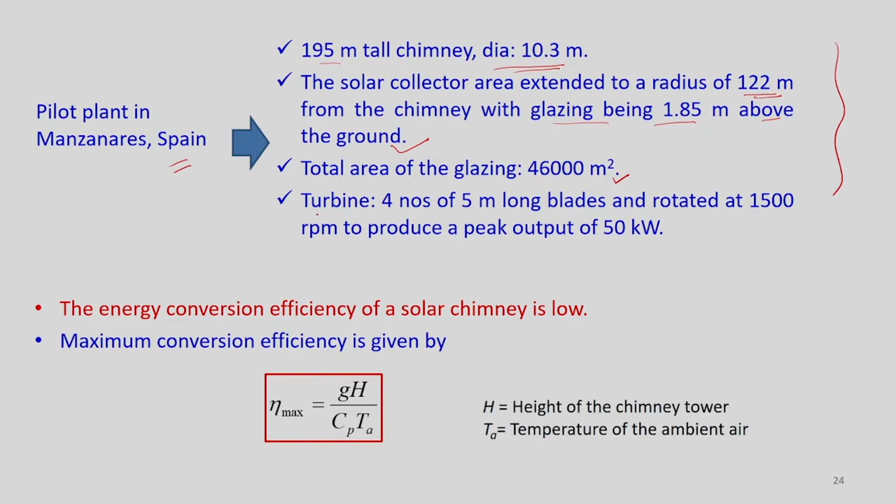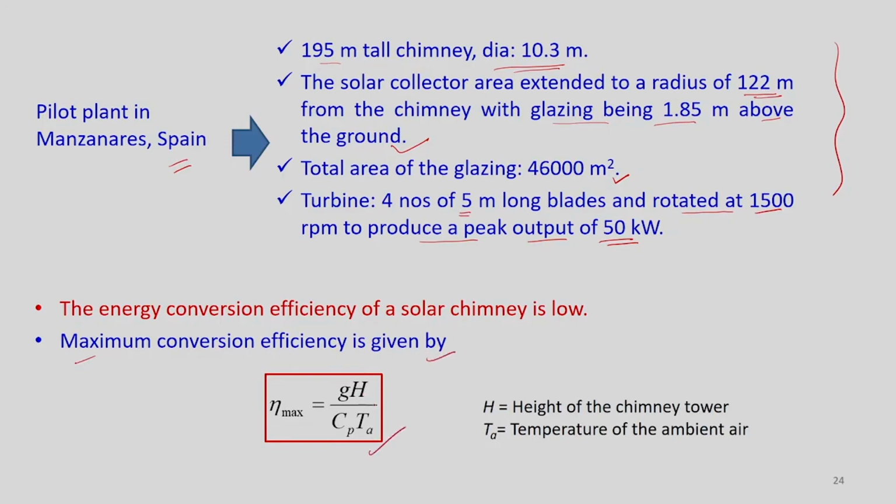And as far as the turbine is concerned, there are 4 blades of length 5 meters, rotated at a speed of 1500 rpm to produce a peak output of 50 kilowatt. The energy conversion efficiency of this kind of solar chimney is really low, and this maximum conversion efficiency can be calculated by using this expression.